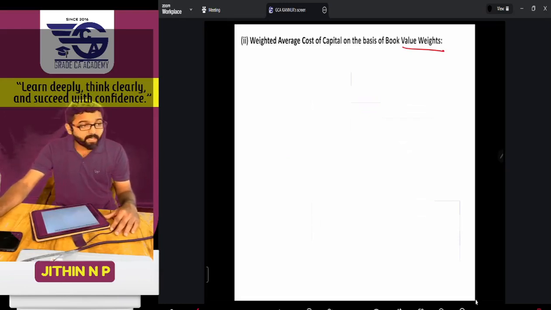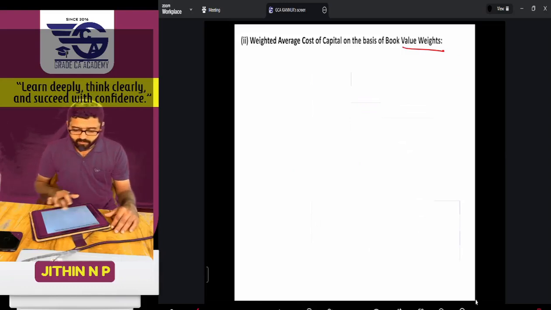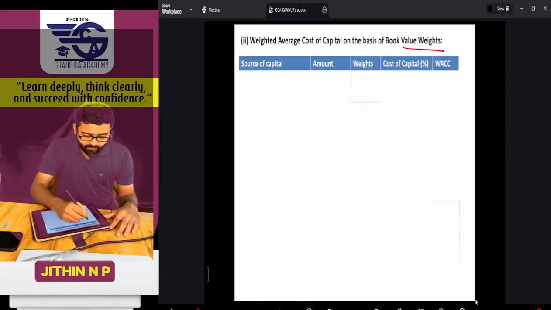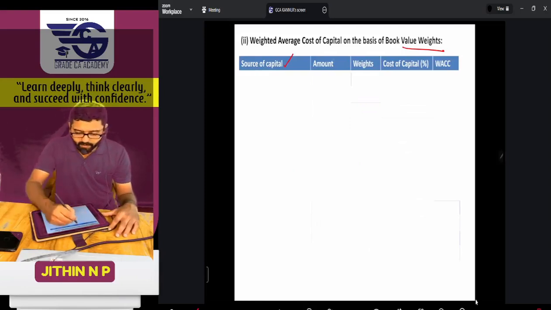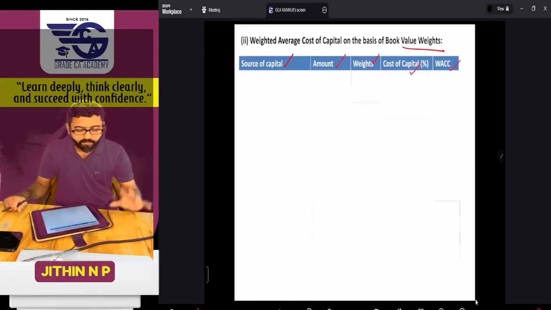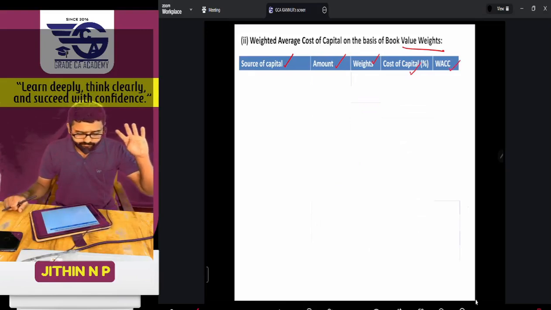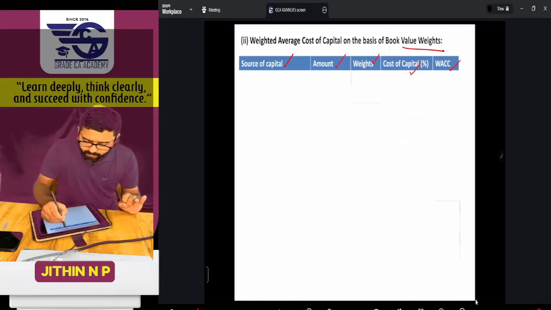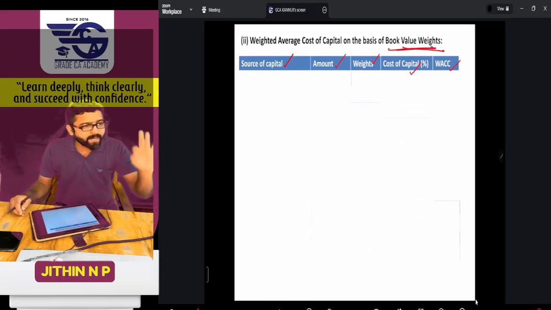Question: computation of weighted average cost of capital. For this, you should follow a format. In this format, the first column is source of capital, then amount, weight or proportion, cost of capital percentage, and weighted average cost of capital. Amount means book value or market value. This is a book value case.